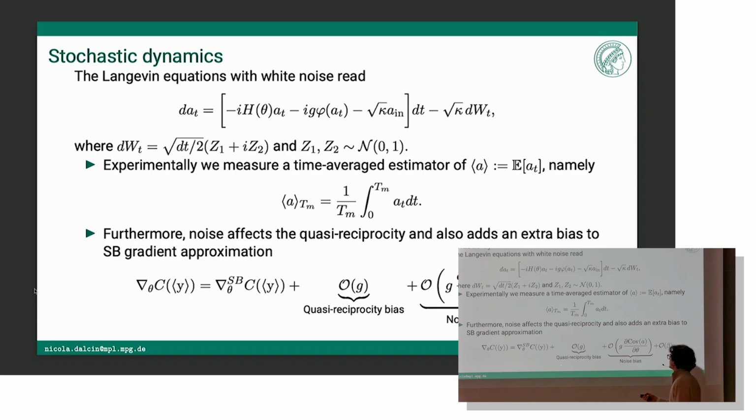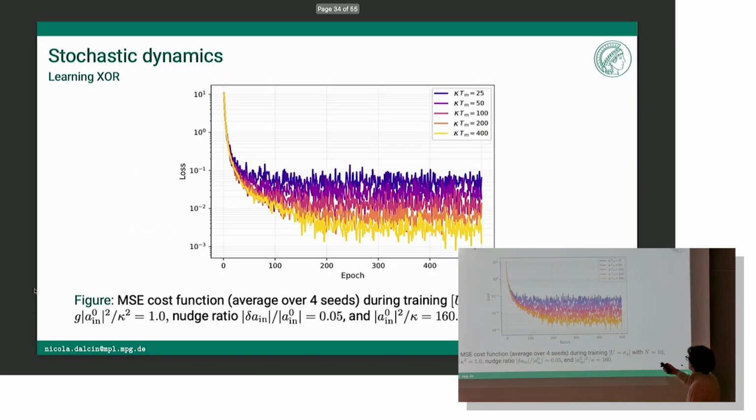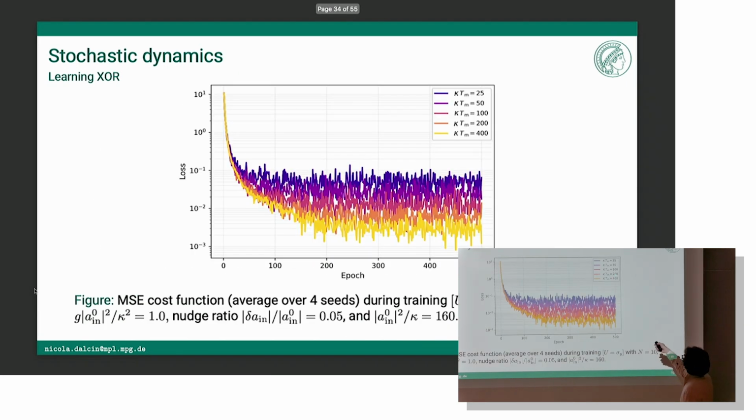But if you do the math, you show that your gradient still has the approximation of the quasi-reciprocity bias, and noise affects this bias. Then you add another bias, given by how noise affects the correlations, and vice versa, because this is nonlinear. This is more complicated. And you can show that if you increase this averaging time, the loss gets better and better.